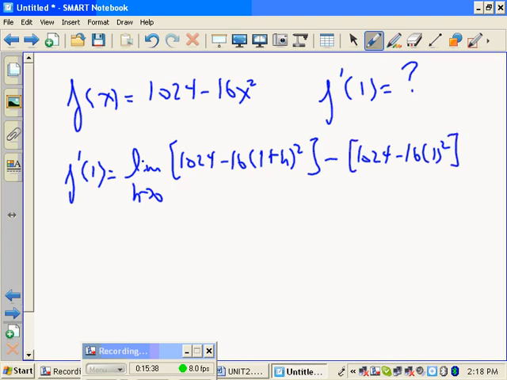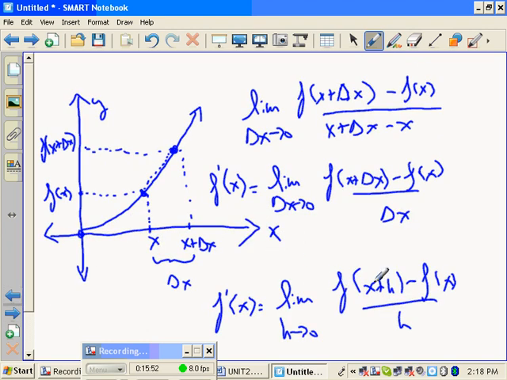Okay? All over what? Don't forget. What was the problem? It was over h. That was the problem. I can't plug in 0 here, right? Okay, so you see what I did? I just fleshed out this definition for my function and my x.